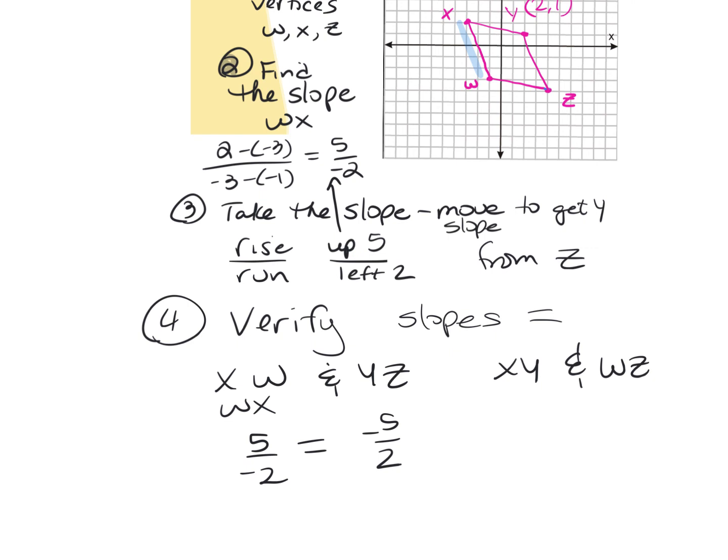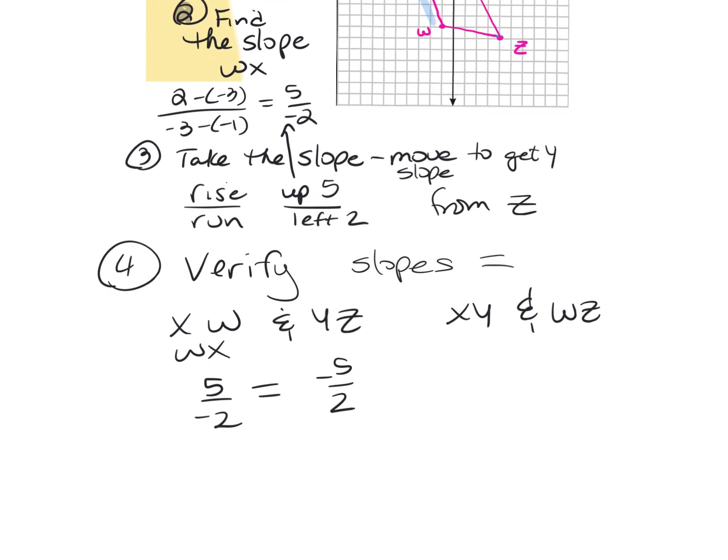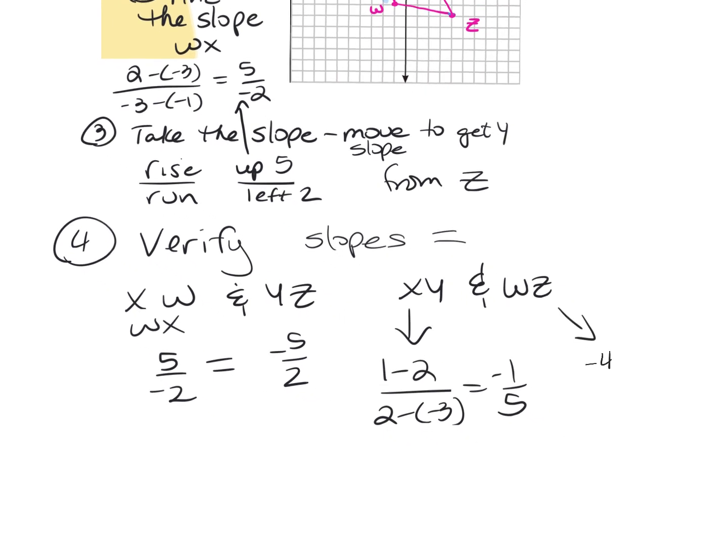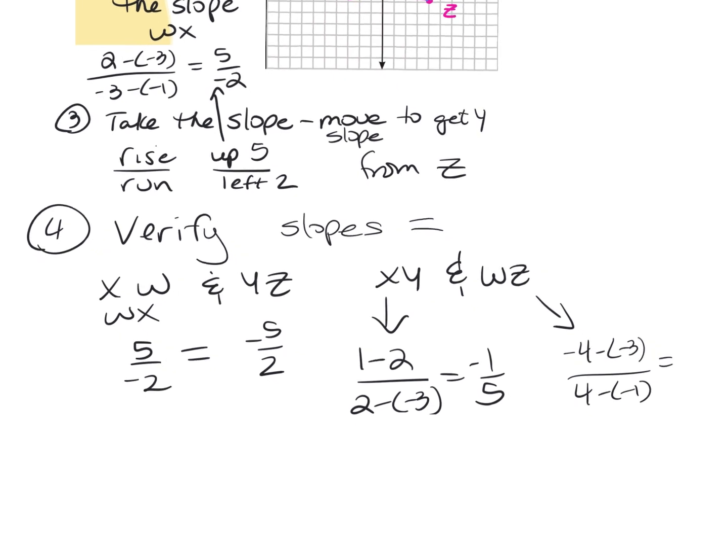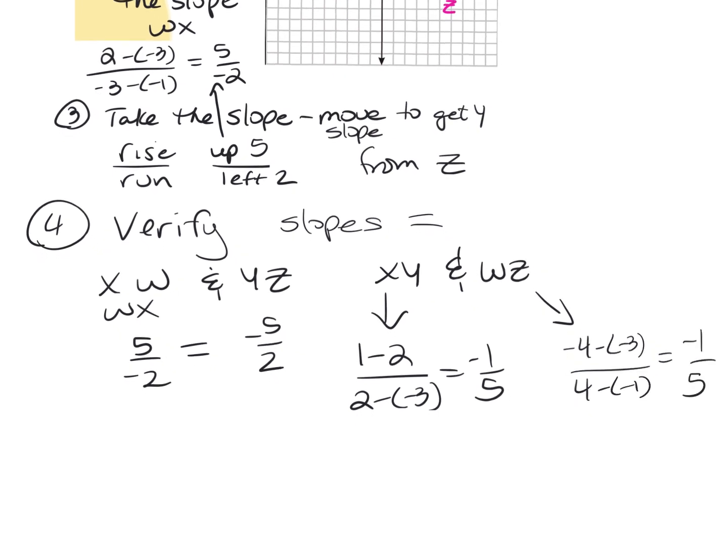So let me just confirm that XY and WZ are the same. My slope of XY is going to be 1 minus 2 over 2 minus -3, which is -1/5. And then my slope of WZ, -4 minus -3 over 4 minus -1, gives me -1/5. My slopes are equal. So the slopes are the same. So I know that I've found the correct ordered pair.